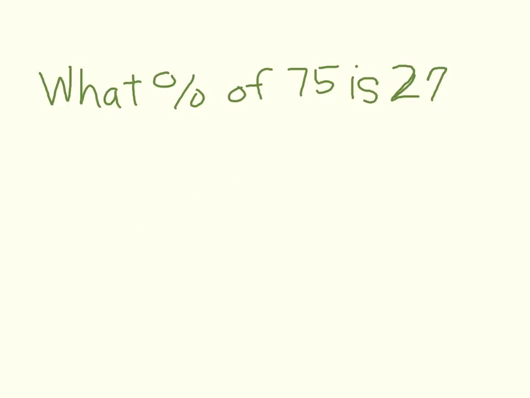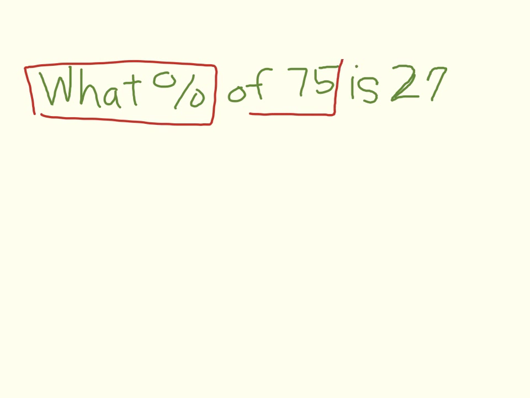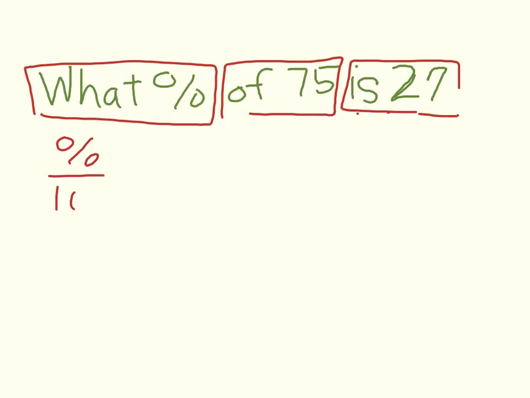Okay, here's a percent problem. What percent of 75 is 27? Break your problem into parts. What percent, that's a part, of 75, that's a part, is 27, that's a part. Now use the formula. Percent over 100 equals is over of.